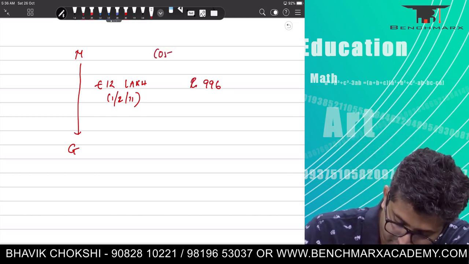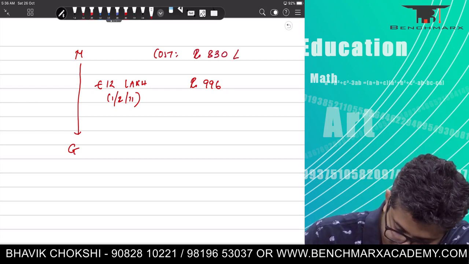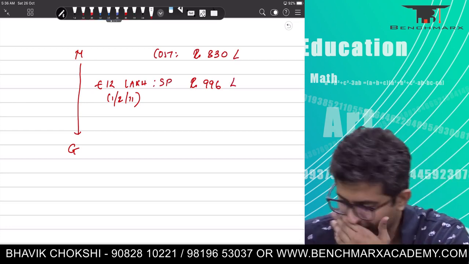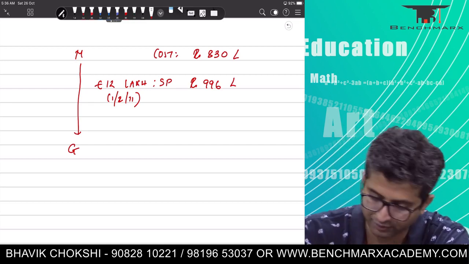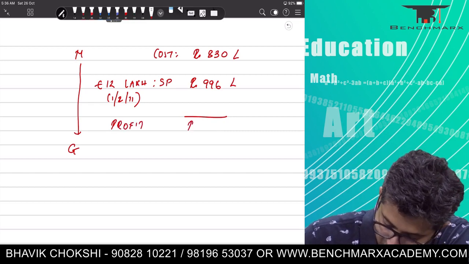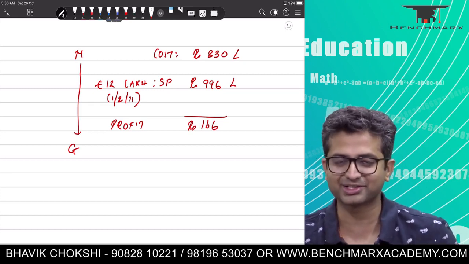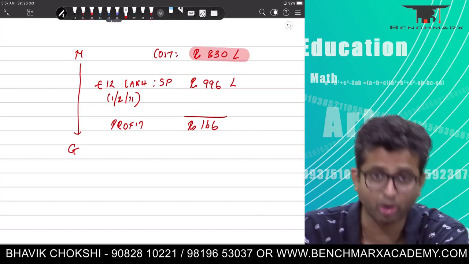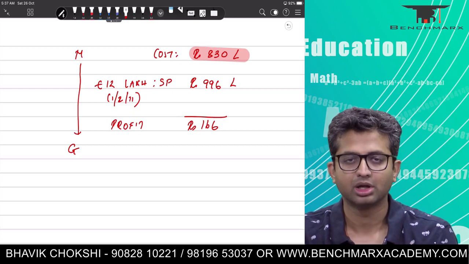The cost of these for M in rupees was 830 lakhs. This is the cost, this is the selling price. So as a result, there will be a profit. If you actually see 996 minus 830, there's a profit of 166 that gets recorded. Now we are not really told clearly which company is located where, but if you were to find the cost of these bottles in euros, we have the cost in rupees.